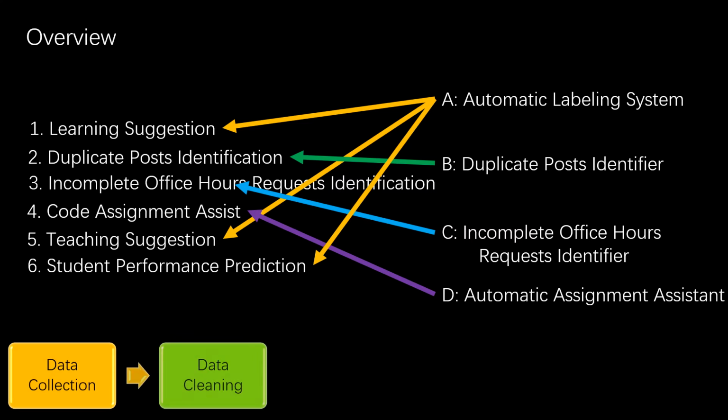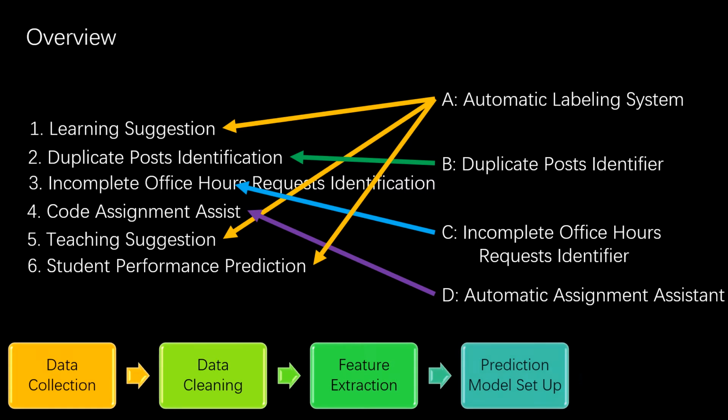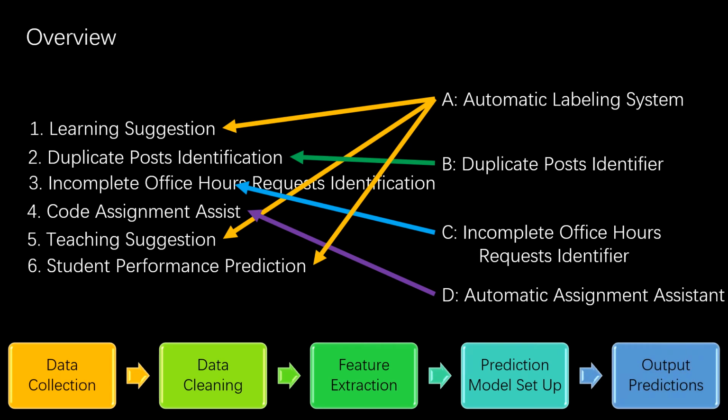The pipeline we use to build each module is similar. We firstly collect the data needed for the module, then we clean the data using different strategies. After that, we extract features from the data, which are used as the learning material of our model. Next, we set up our prediction model. Finally, we train the model using the features extracted and test it using the test data.